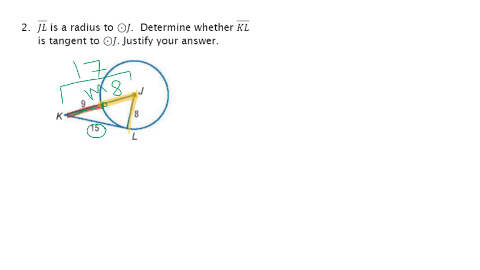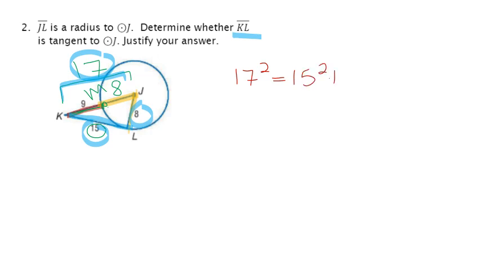Now the goal is to test if KL is tangent. Again, we're going to see whether these three sides, 17, 8, and 15, make a right triangle. So we're going to do the Pythagorean Theorem. We have 17 squared equals 15 squared plus 8 squared.